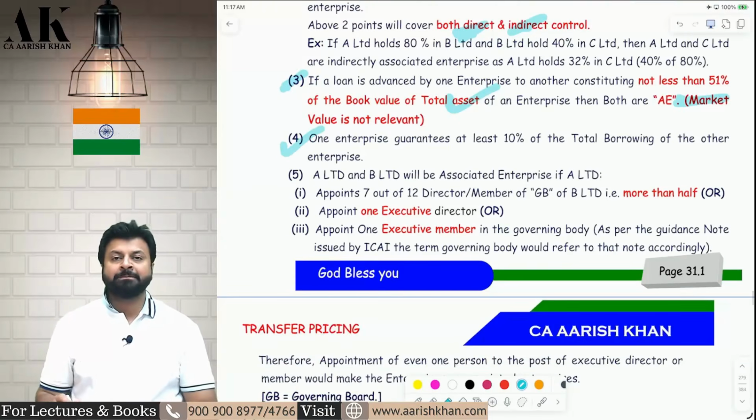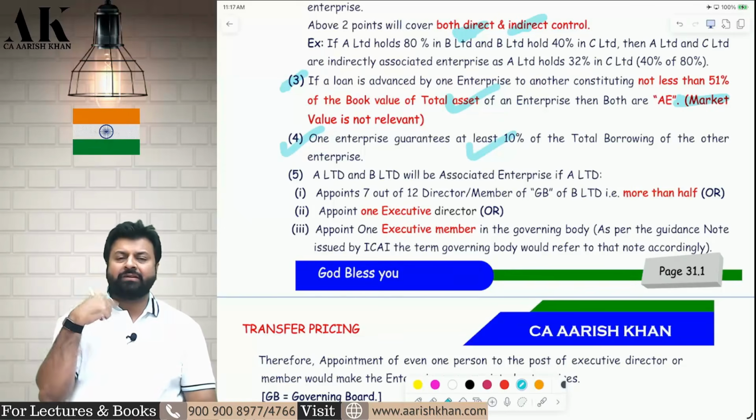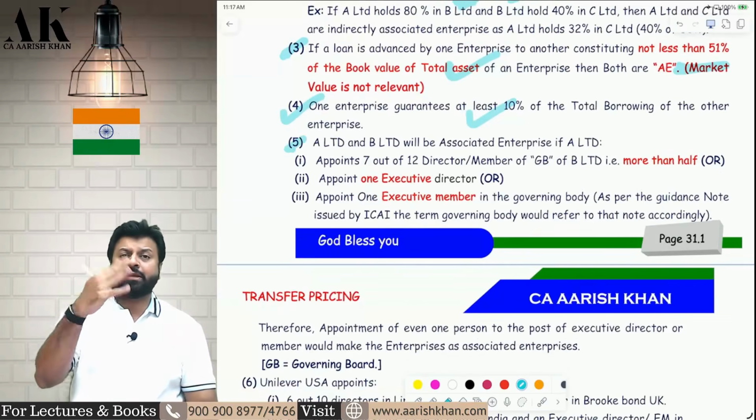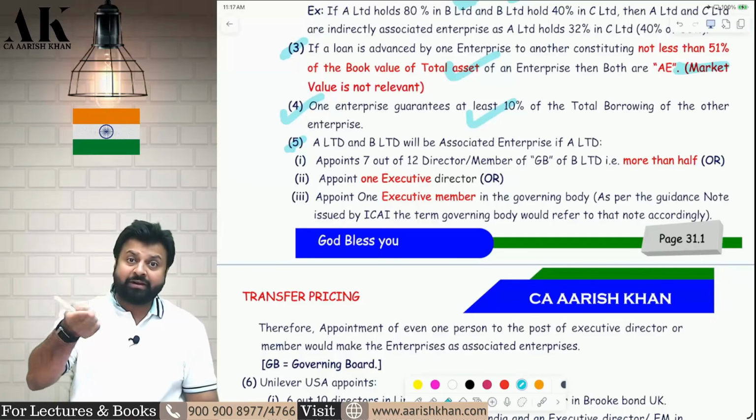Condition number 4. If I guarantee at least 10% of the total borrowings of your company or your enterprise, then we both are associate enterprise. Whatever is the total borrowing, if I give at least 10% of that, we both are associate enterprise. Condition number 5 itself has 3 points.